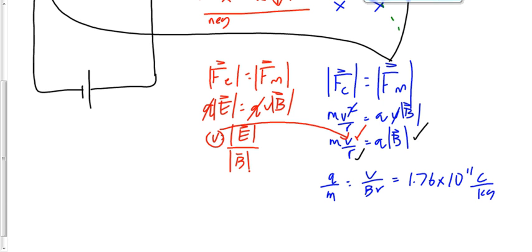What's special about that number? What's important about that number versus some other number that we could have gotten, Mac? It's really, really big, yes. It's so big, in fact, that it's bigger than any other charge to mass ratio ever measured. And if the charge to mass ratio is so big, then what does that tell us?